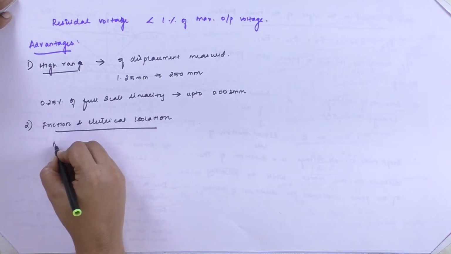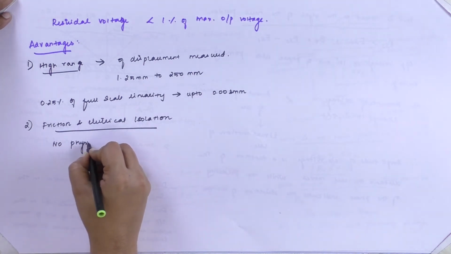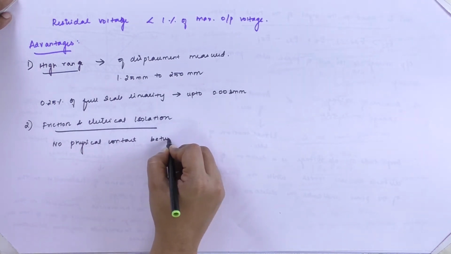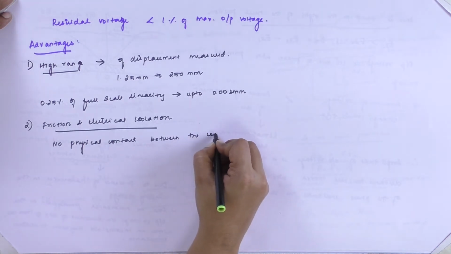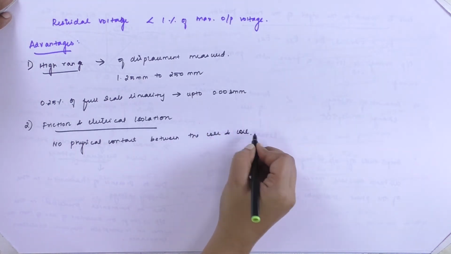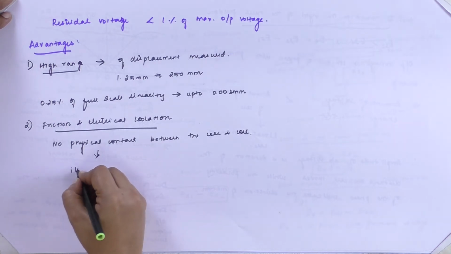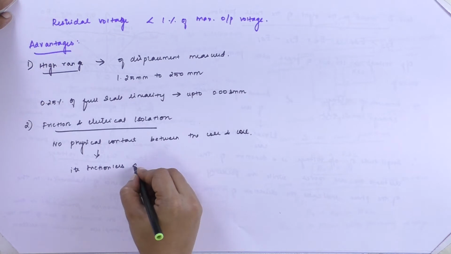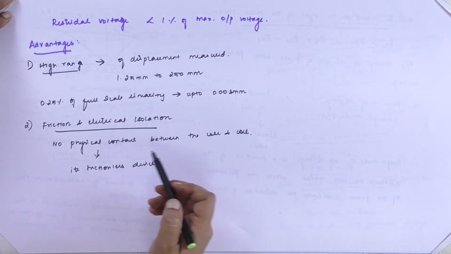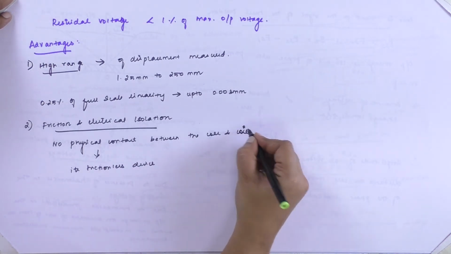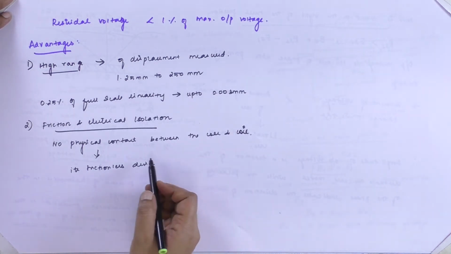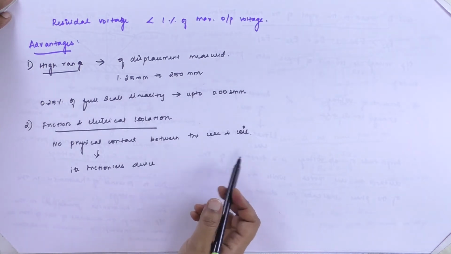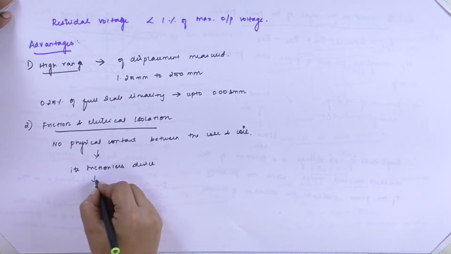So in LVDT we can see that there is no physical contact between the core and the coil, so it is a frictionless device. Since there is no physical contact between the core and the coil, there is no friction between the core and the coil.